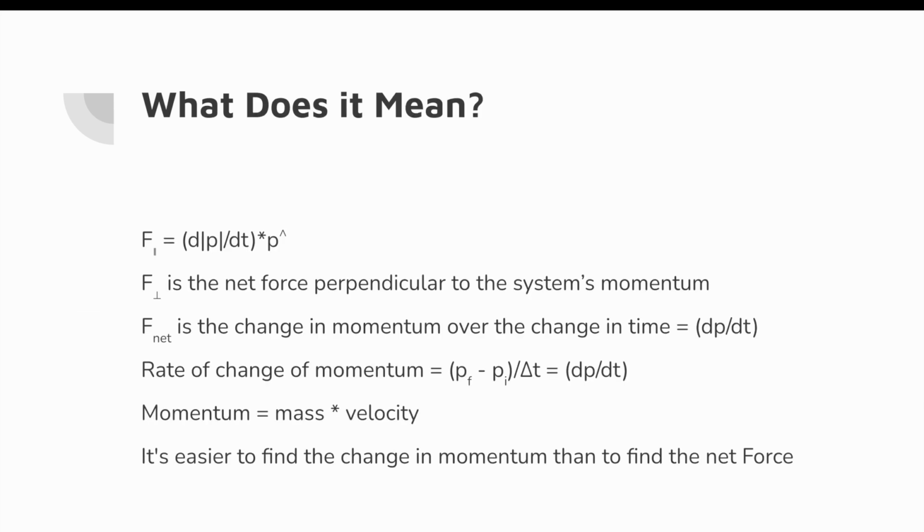What does it all mean? It is harder to find the F net than it is to just find the change in momentum. So that's why we decided to just find the change in momentum rather than doing a bunch of F net equations. Because F parallel is just the change in magnitude of momentum over the change in time times the p hat component, it's just a lot easier. So we just did that.